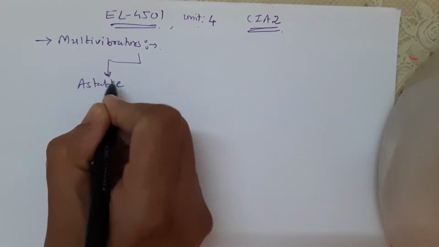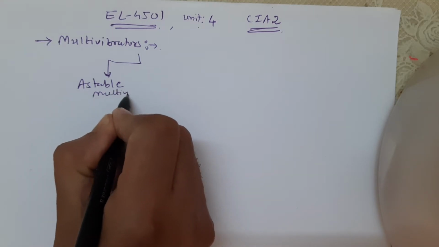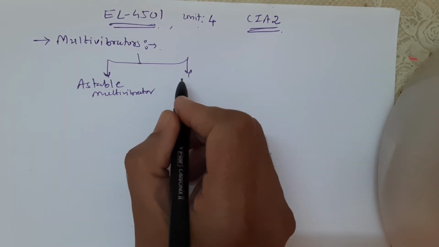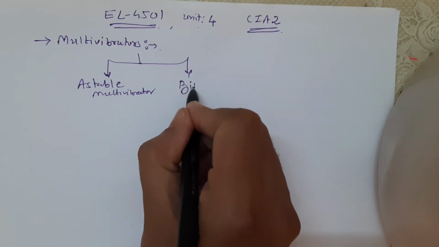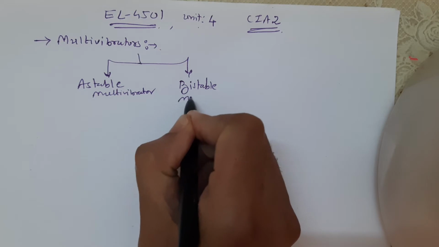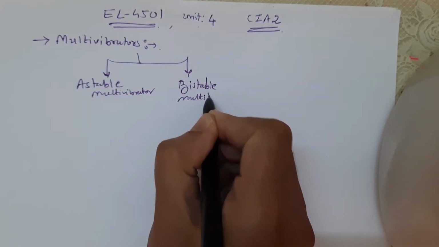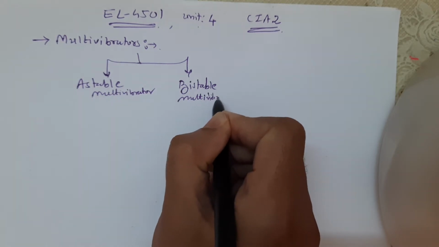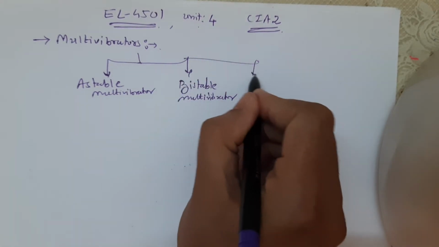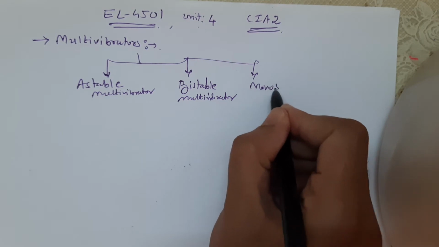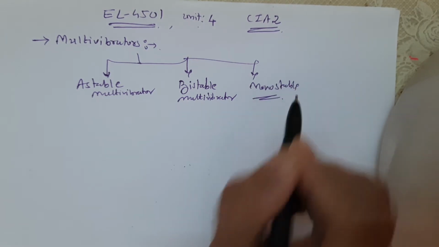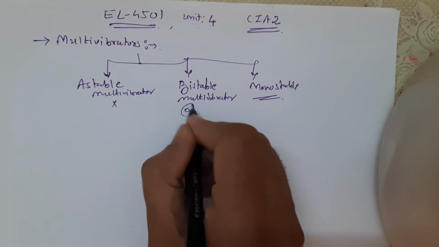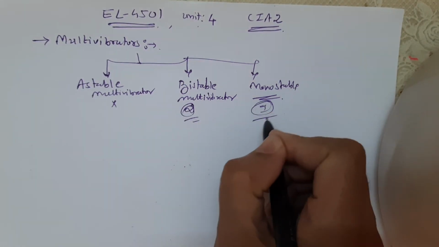Astable multivibrator, bistable multivibrator and monostable multivibrator. There is no stable state, two stable states, and one stable state respectively.